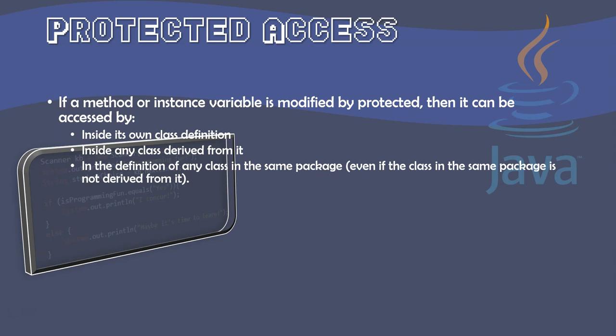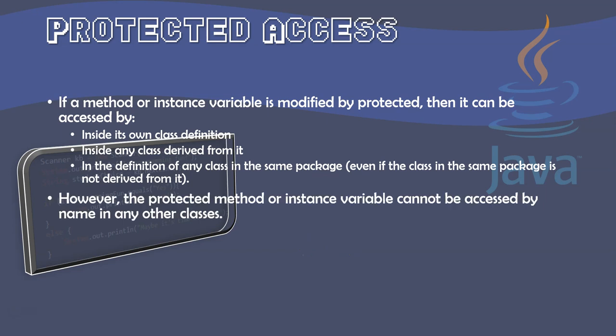Inside any class derived from it, so for example, if we think about our employee and hourly employee, that means hourly employee could still access it. And in the definition of any class in the same package, even if the class is in the same package but not derived from it. So think about our date class. Date class is not related to employee or hourly employee. It's used by employee, but it's not part of it, so it could still technically access that variable. However, the protected method or instance variable cannot be accessed by name in any other classes.